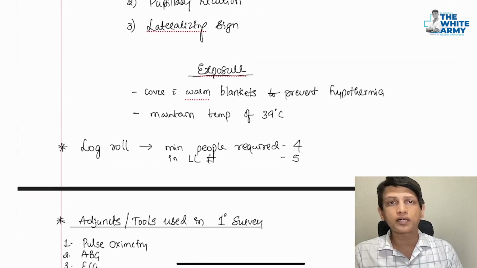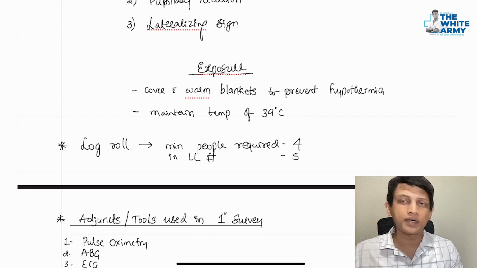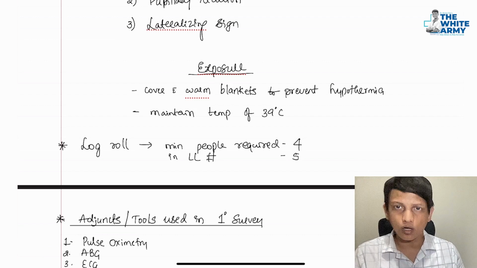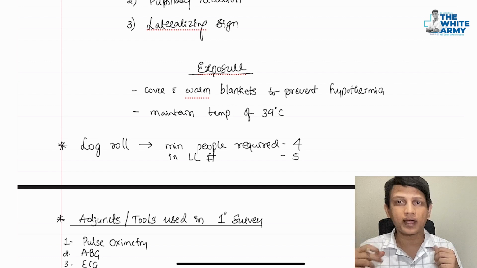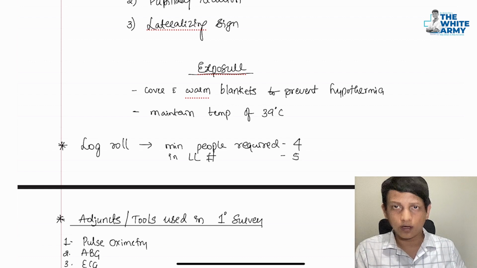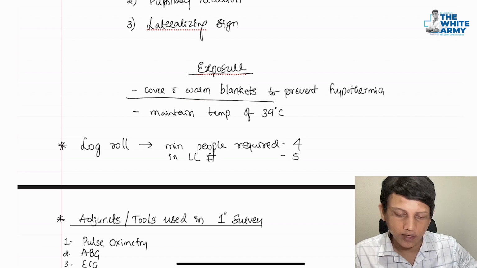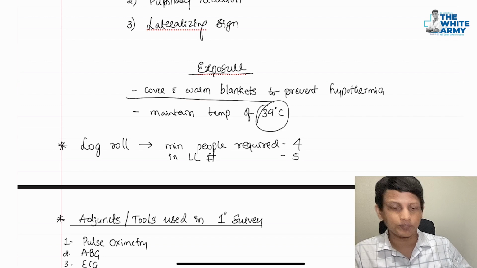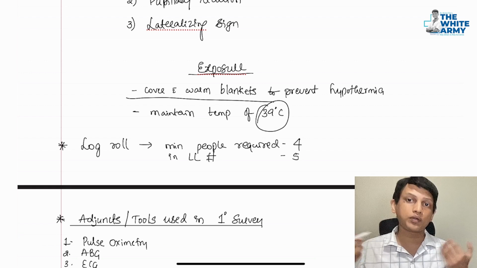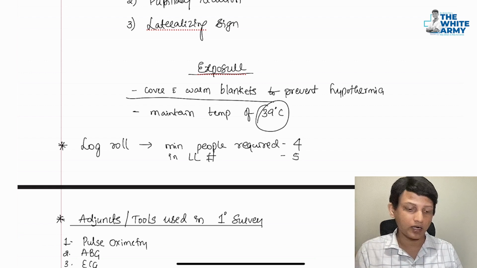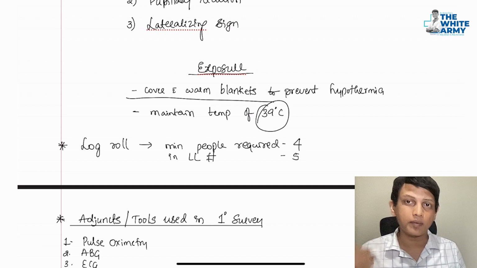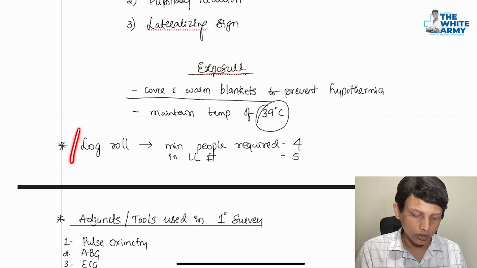Then the fifth component is exposure. You have to completely take out the clothes and completely examine him, and immediately you have to cover him back with blankets. Otherwise, he will go into hypothermia. Cover with warm blankets, prevent hypothermia. Maintain a temperature of around 39 degrees Celsius. And you have to even look at the back also, right? How do you look at that back? By a technique called log roll technique.